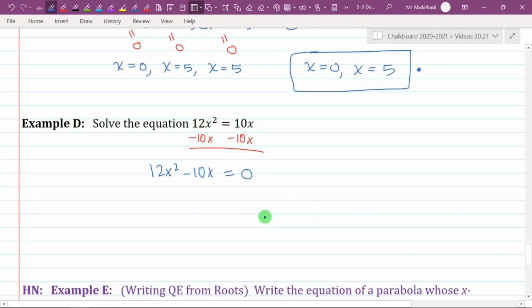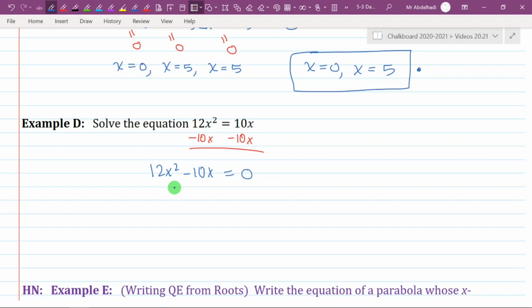Now, you look at this and you go, all right, this is not a trinomial. Trinomial factoring is when you use reverse FOIL. Trinomial, 3 things. This is a binomial, just 2 things. So you're not going to use reverse FOIL here. Just keep that in mind. You're not going to factor it with trinomial factoring.